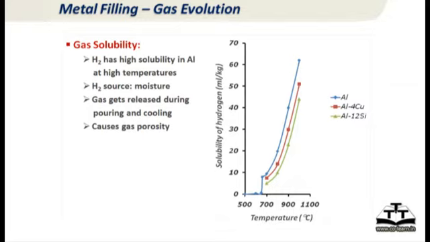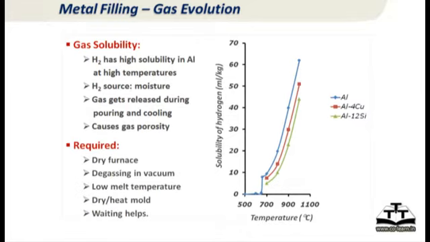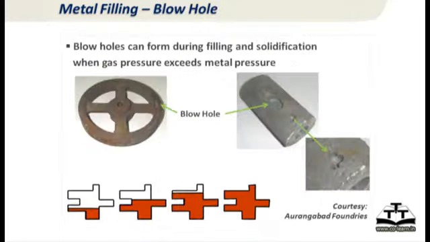So unless degassing is done properly, with a dry furnace, degassing in vacuum, and keeping the melt temperature low, without unnecessary superheating. The more superheat you give, the more gas it will absorb from the moisture. So keep the superheating to the minimum possible. Keep the mold dry or hot. And sometimes just waiting helps, but you have to know exactly where to wait. If you wait enough, the gas will come out of the mold and vent out, if the venting is good. So these are some of the things to handle gas porosity in castings.